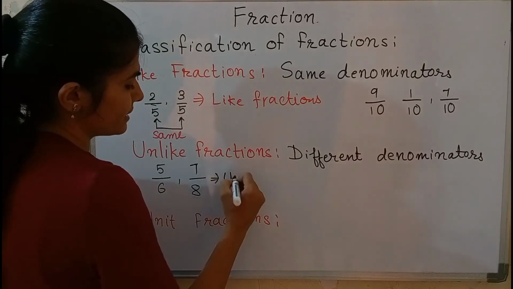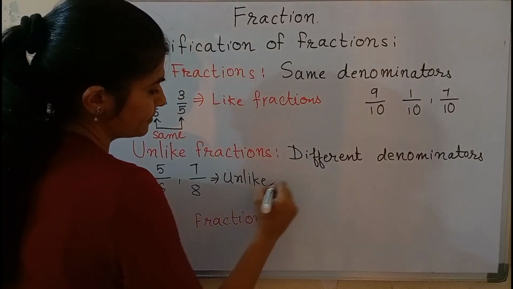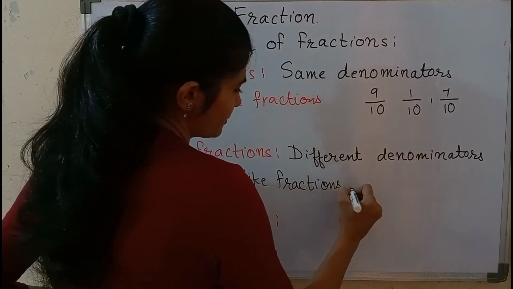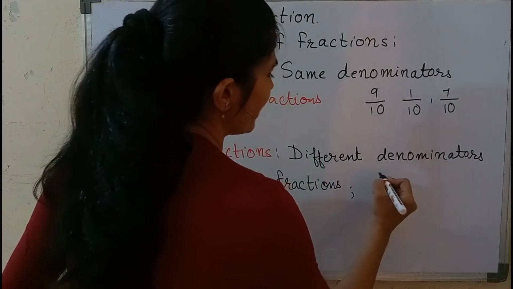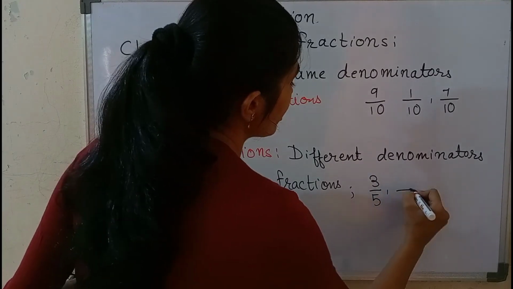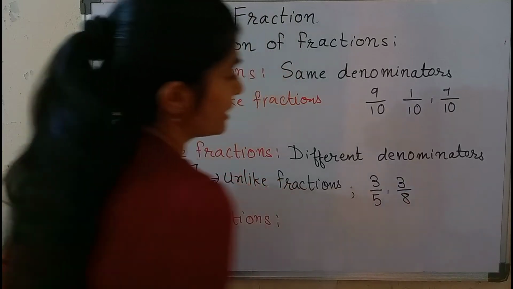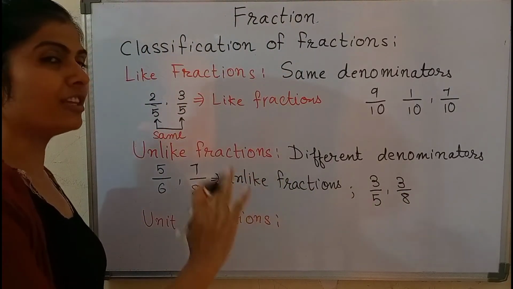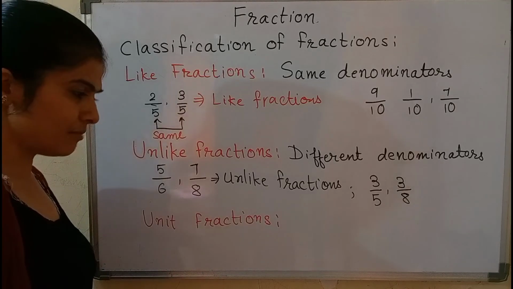So we can say that the denominators are different. So this is an example of unlike fractions. We can even write many examples, like let's say 3/5 and 3/8. Now we don't bother about the numerator. Still it is an example of unlike fractions. Please keep this in mind.